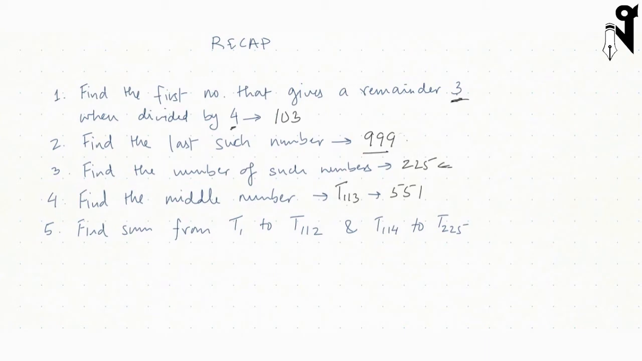Alright, after that I got the index of the middlemost number. The index of the middlemost number is 113. I got this by doing (n+1)/2. This turned out to be 113, and this number was 551.